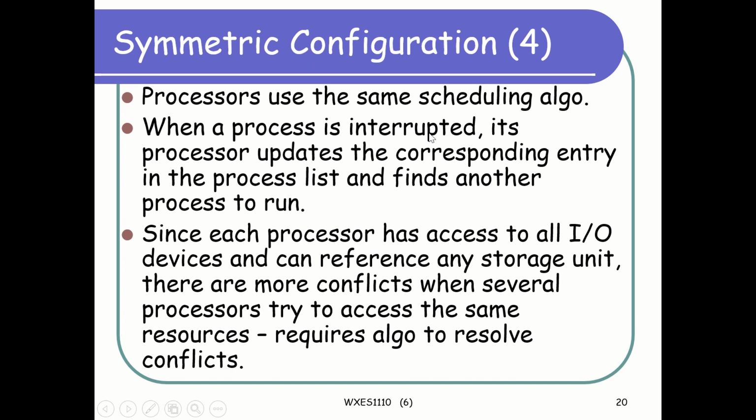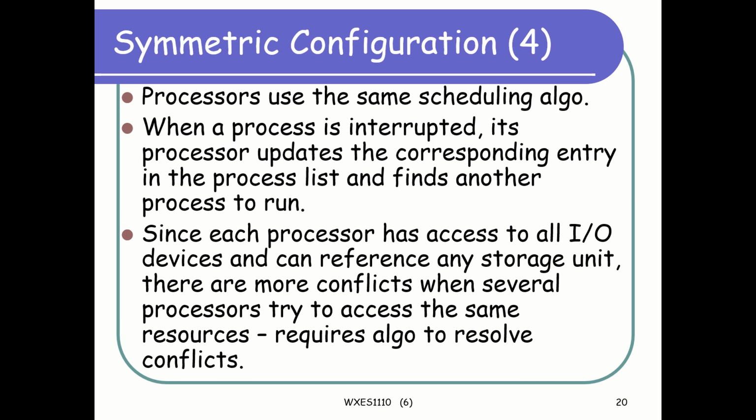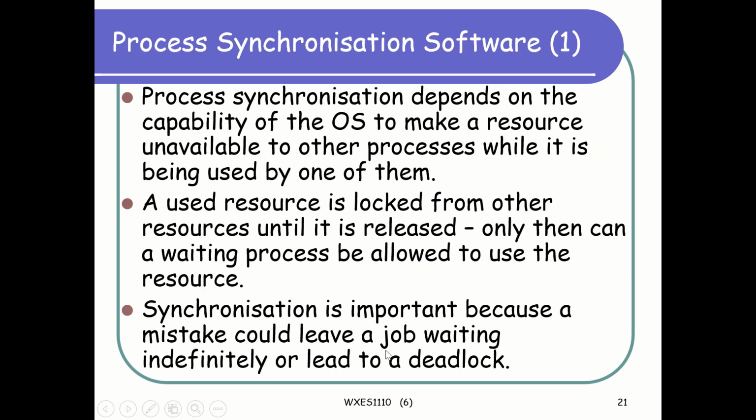So processors use the same scheduling algorithm. When a process is interrupted, its processor updates the corresponding entry in the process list and finds another process to run. Since each processor has access to all input devices and can reference any storage unit, there are more conflicts when several processes try to access the same resources. It requires an algorithm to resolve conflicts. So we have learned all this master slave, loosely coupled, and symmetric configuration. Now we go to the algorithm required to resolve conflicts in symmetric configuration, or any synchronization.